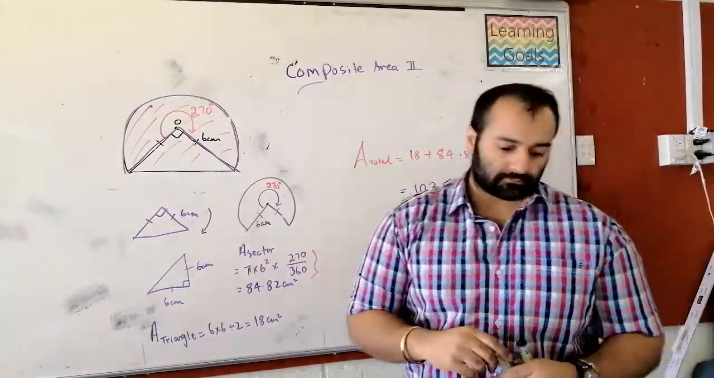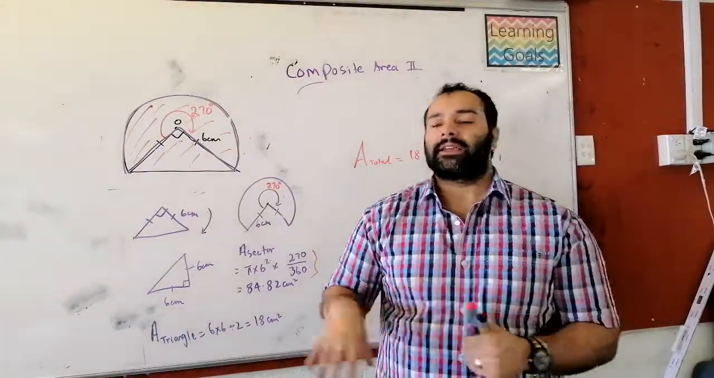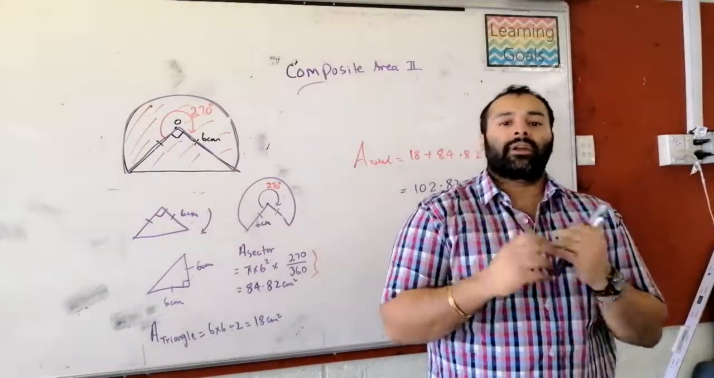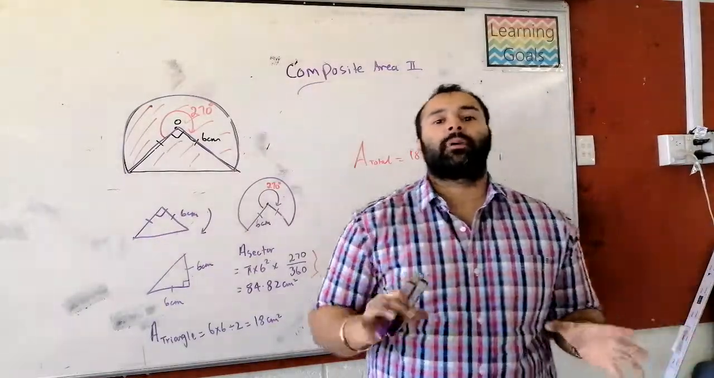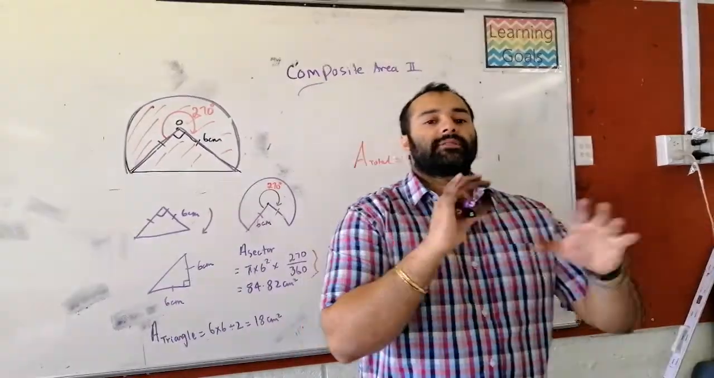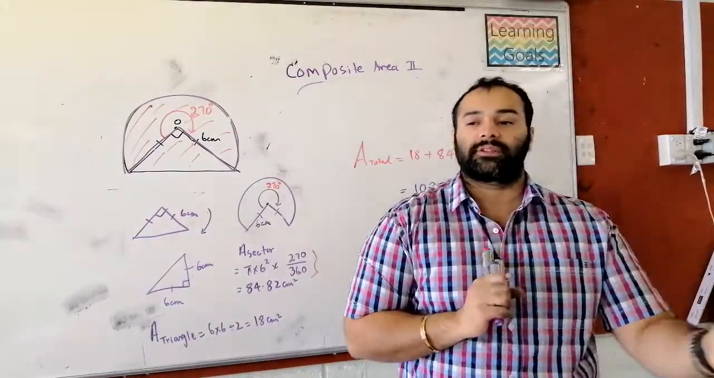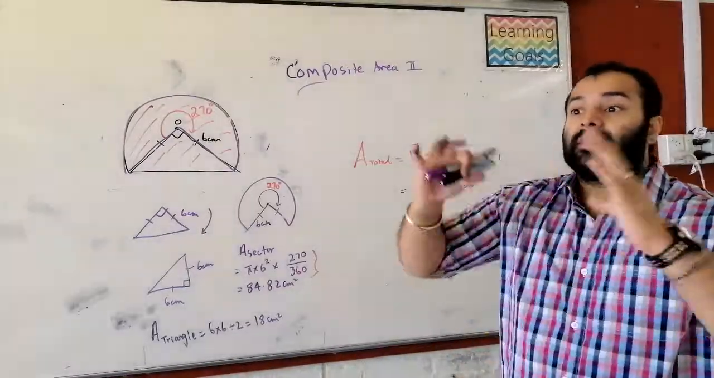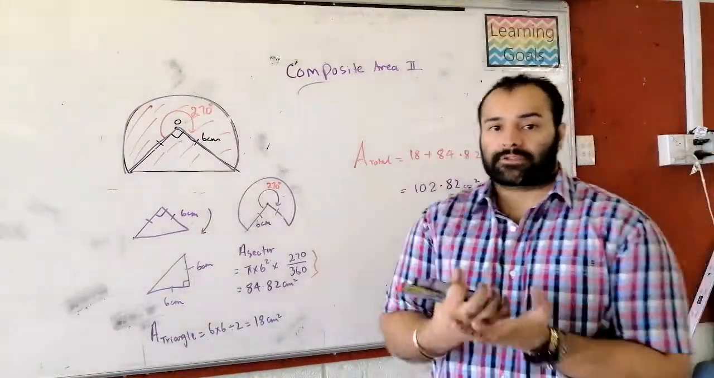Now keep one thing in mind, guys. It doesn't matter if it's a difficult composite figure. It all comes down to your basic understanding. If there are missing parts, complete the shape, subtract what was missing. If it's a complete shape already, when there's no missing parts, find individual areas, add them together.